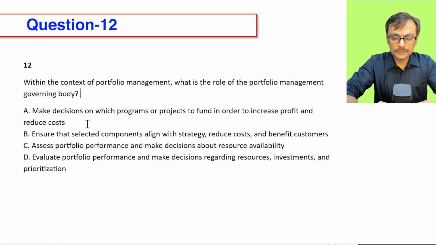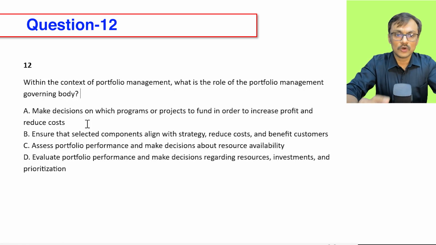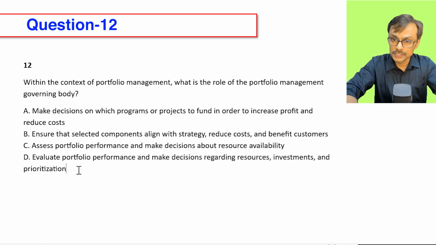Option D, evaluate portfolio performance, looks good, and make decisions regarding resource investment and prioritization. Let's compare options B and D. B is basically focusing on selected components aligned with strategy, reduce cost and benefit the customer. Not a bad idea. But D is more holistic in nature. D talks about evaluating portfolio performance and making decisions regarding resource investment and prioritization. So in that case, I can choose option D.